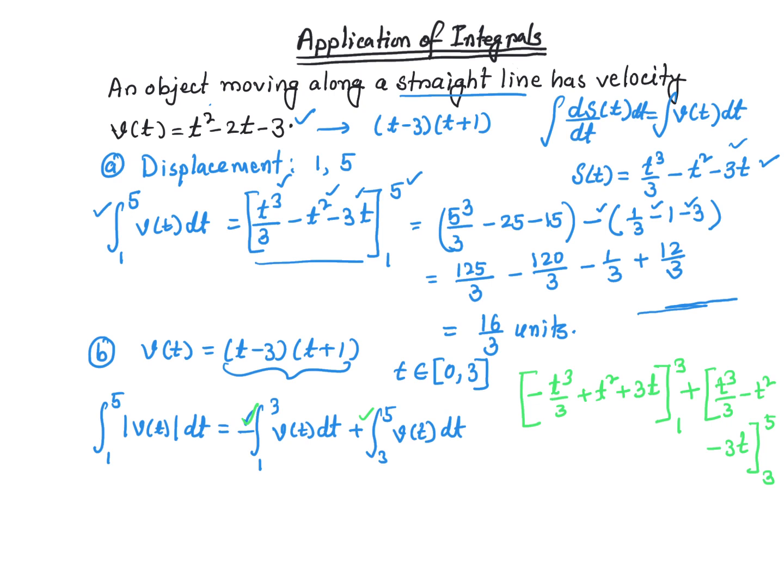Now, this is something you can do. I can trust you on that. Just plug in 3 for t, and whatever number you get, subtract what you get when you plug in 1 for t. And similarly for the second one. If you do all of this, the number comes out to be 16 units of distance. So that's how you'll find this.